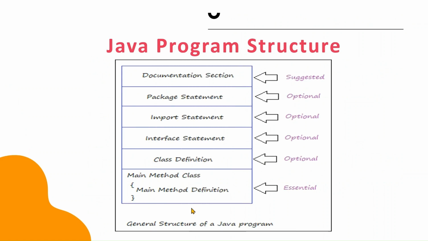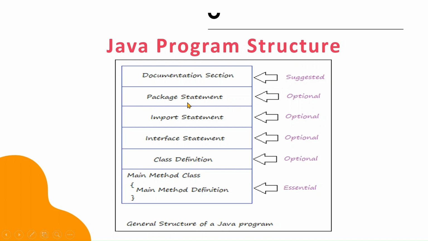Now coming to the program structure of Java. The topmost section is called a documentation section. And this section is nothing but the comment section, where you can describe about your application, like what the application does or what you are writing the application for. That comment section you need to put, so that if anyone can see, they can understand. So it is suggested.